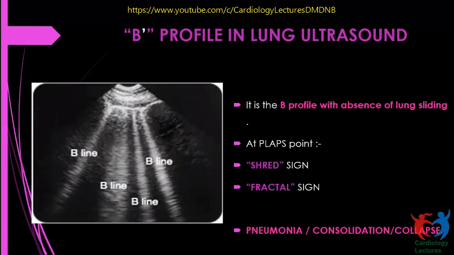Coming to the B- profile of the lung ultrasound. The B- profile is the B profile with absence of lung sliding. So B lines are there, but there is no movement of the lung. This particular profile can be seen in pneumonia, consolidation, and collapse.